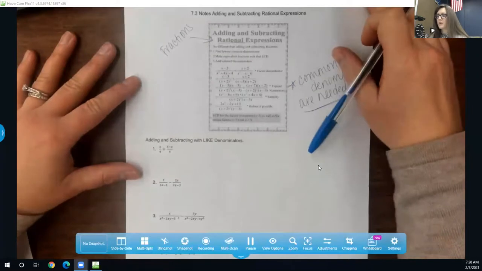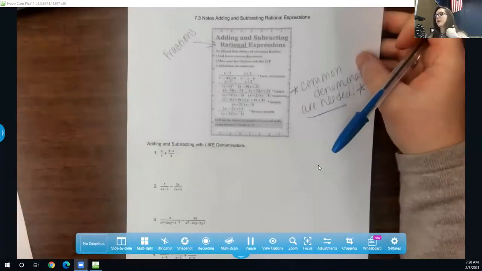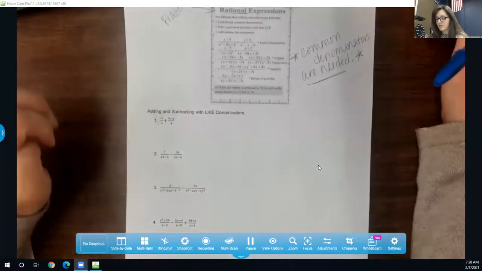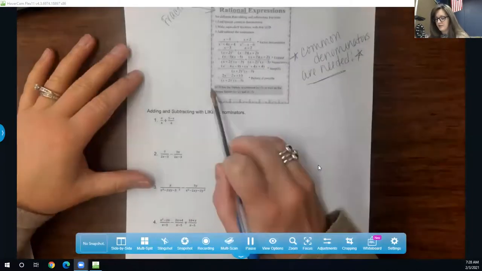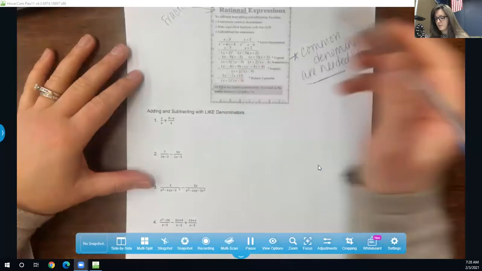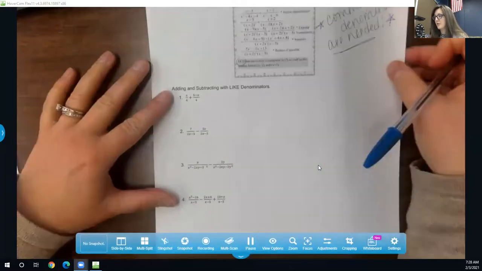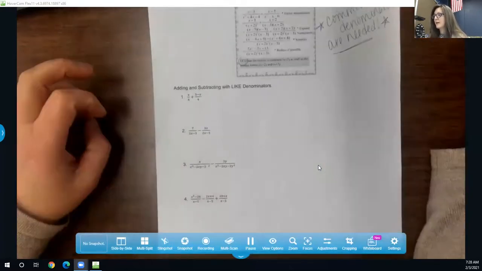Multiplying and dividing, it doesn't matter. You just multiply straight across. Dividing, you flip and then multiply. But for adding and subtracting, the least common denominator is necessary. So that's what that LCD is, and we'll talk about that in a second. But well, let's practice first with like denominators. So our first few examples are just with like denominators.